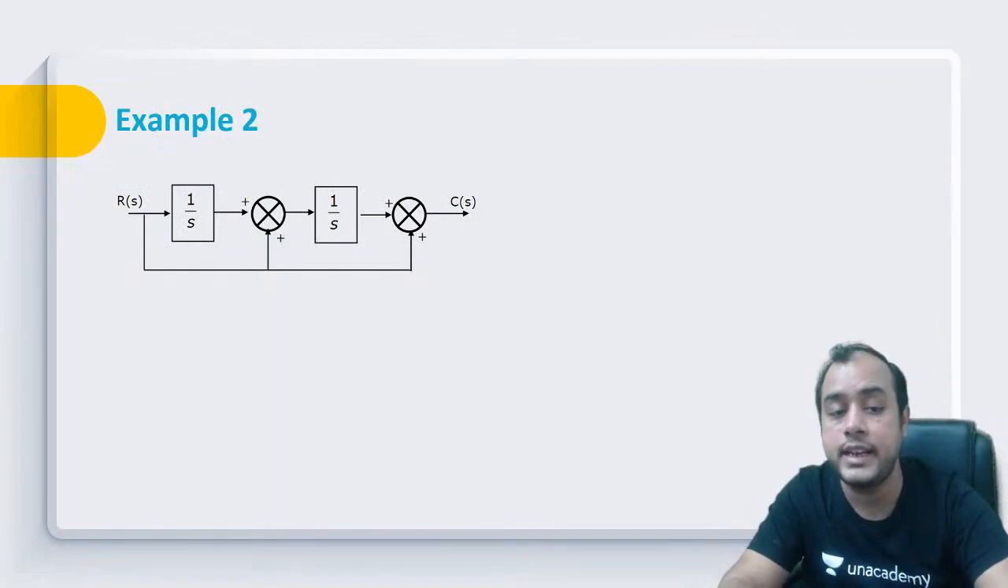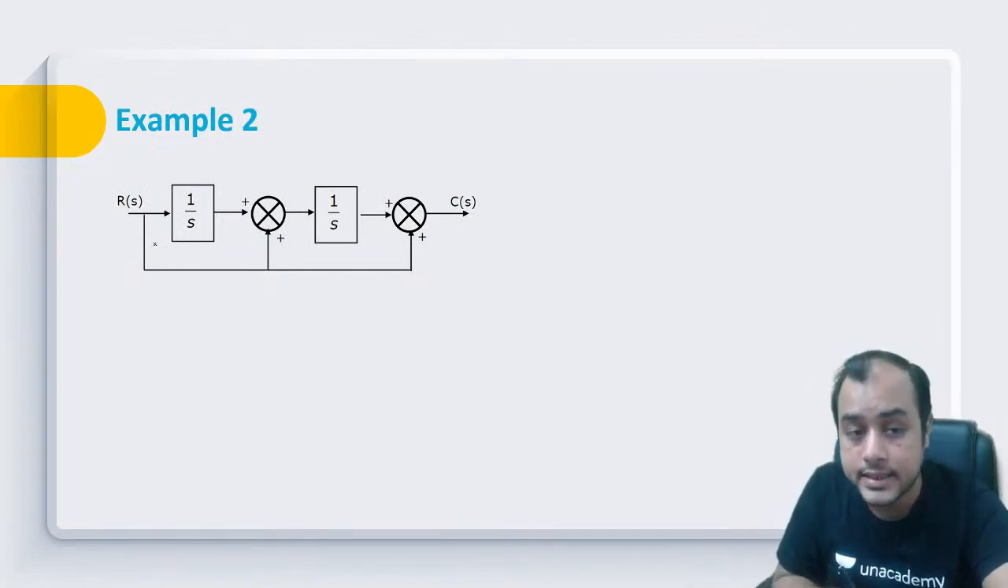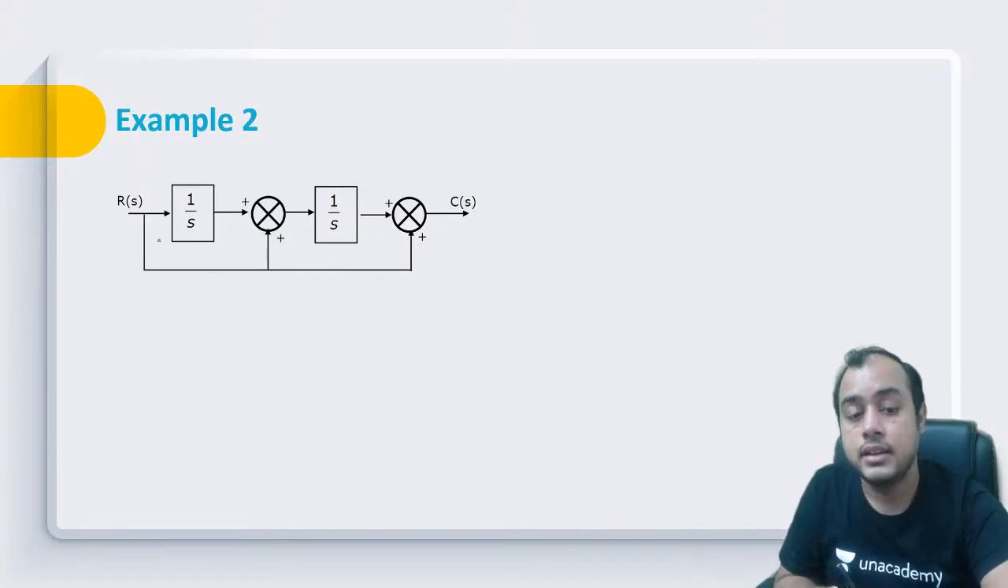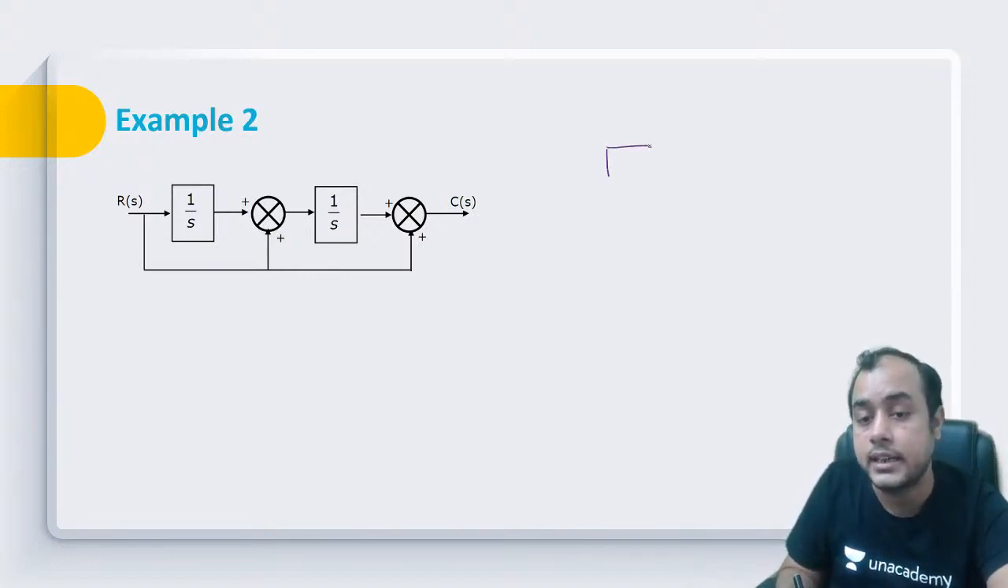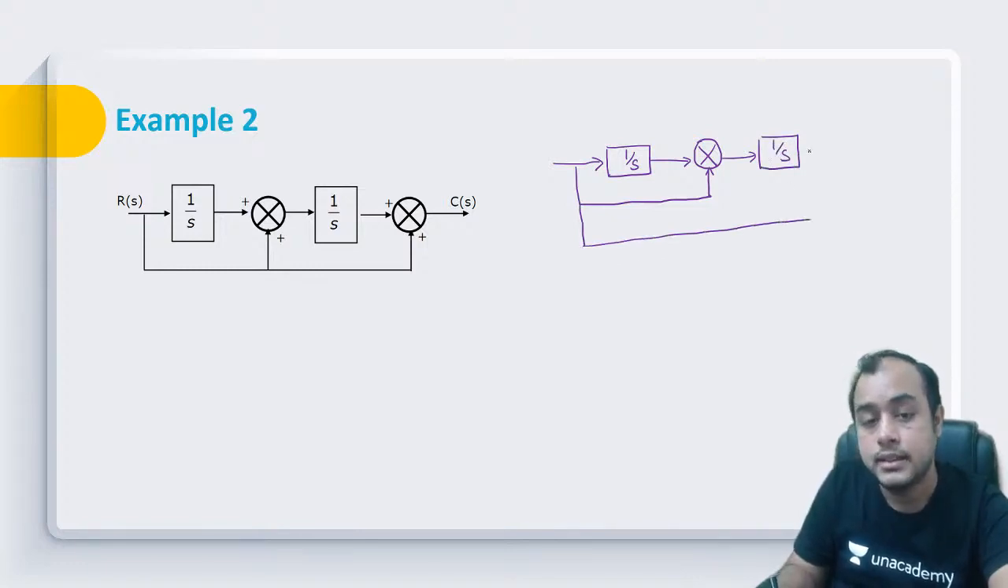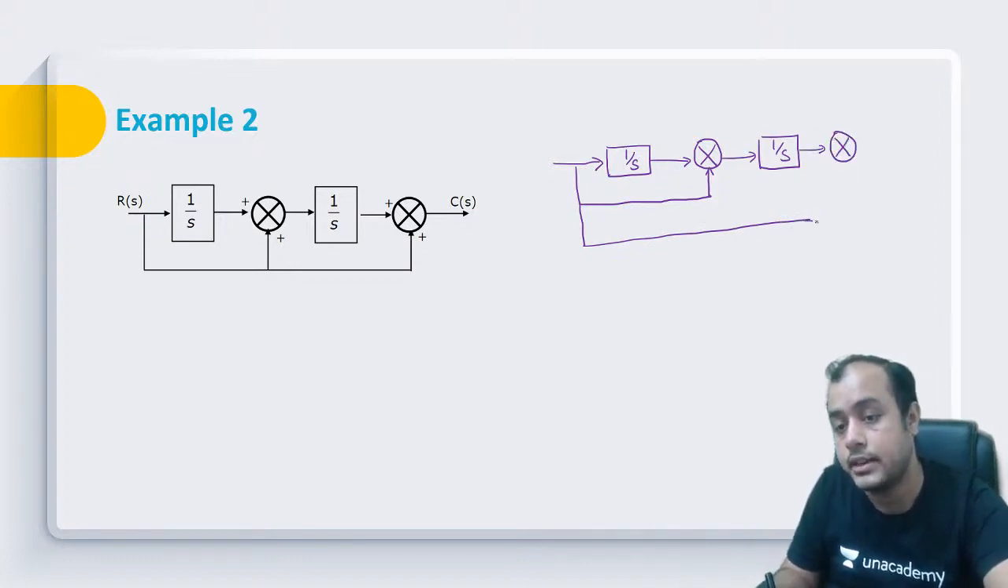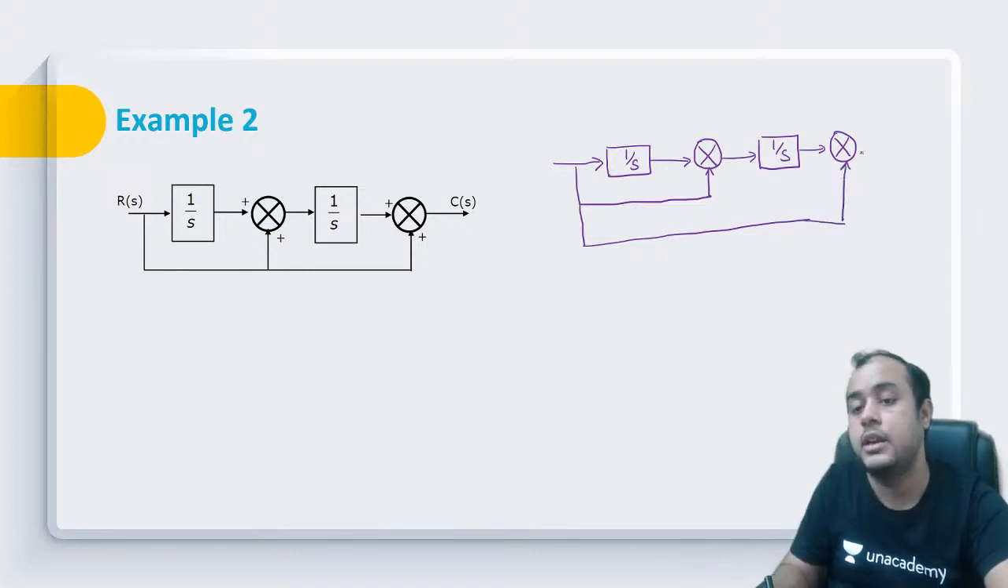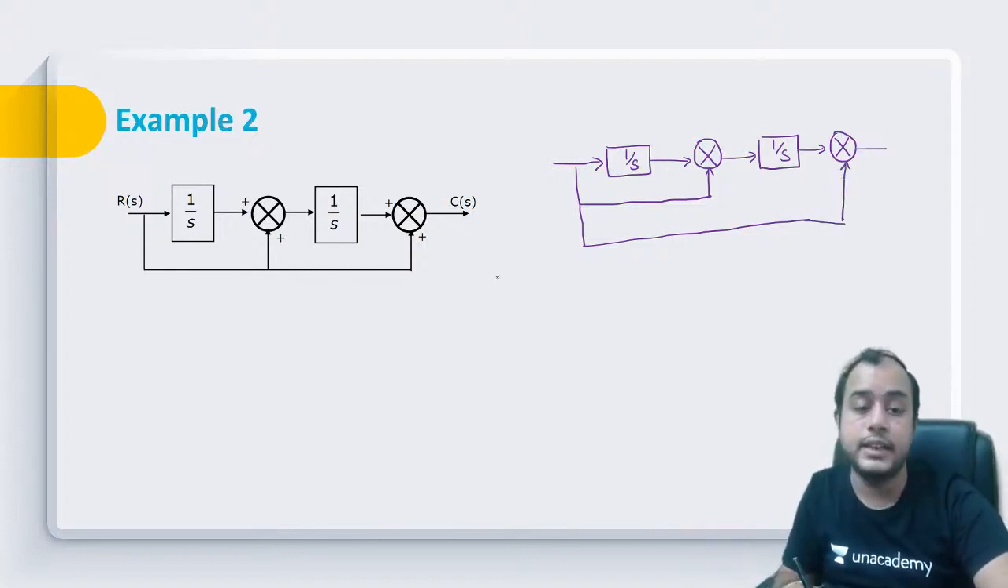Now for parallel, what do we need to do? See, here 1/s is in parallel with 1. So how can you simplify this while writing? You will write like this. Then you are feeding R(s) again. First we have two blocks in parallel, then one block in cascade, and then again one in parallel.